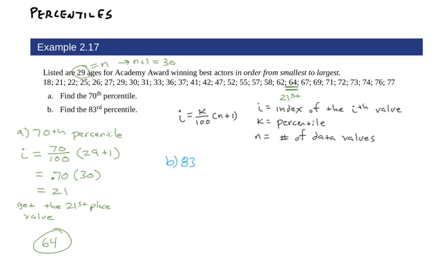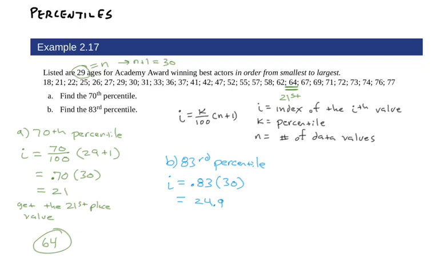Okay, let's look at the 83rd percentile. Again, we're going to simplify this. We're just going to use 0.83 times one more than our sample size, times 30. This gives us a decimal value, so the 24.9th place. That's what that I, the index, tells us.